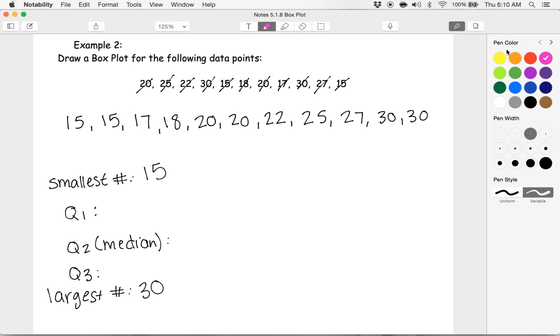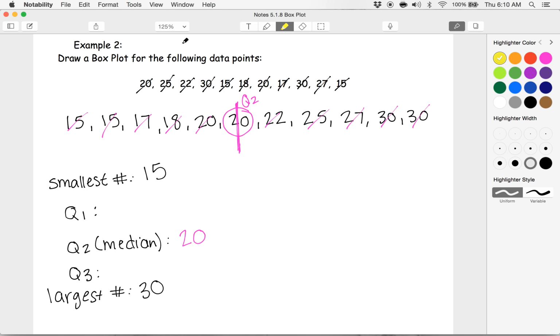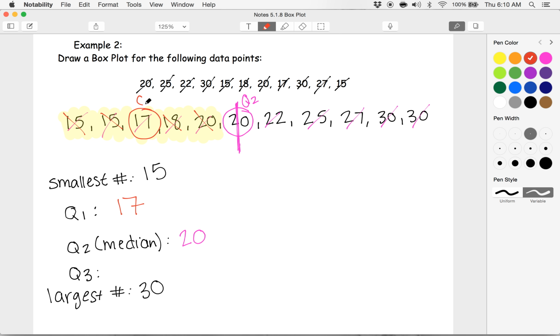So when I take a look at this, let's find where my middle is. Okay, so right here, 20 is quartile 2. That splits everything up. Let's take a look at my first half now. Right here, 17. That's going to be quartile 1. And then we're going to look at the second half on this.